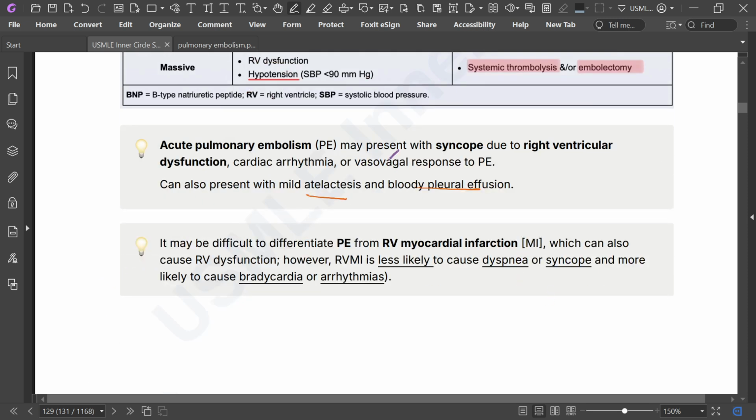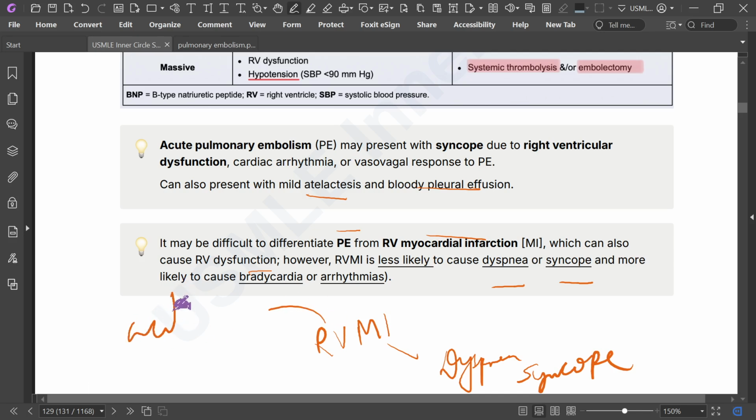It may be difficult to differentiate PE from right ventricular myocardial infarction, which can again cause right ventricular dysfunction. Right ventricular myocardial infarction is less likely to cause dyspnea and syncope, whereas PE is more likely to cause dyspnea and syncope. Right ventricular myocardial infarction actually causes bradycardia and arrhythmia.